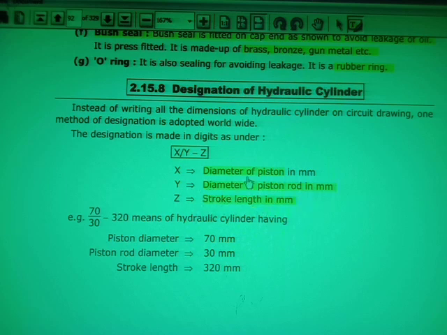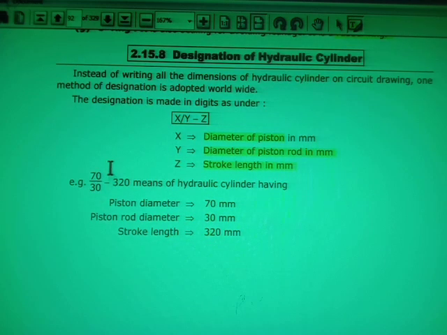So if you go into the market, you will get a cylinder like X by Y dash Z, means X divided by Y dash Z. X is known as the diameter of piston, Y is known as the diameter of piston rod, and Z is known as the stroke length of the cylinder in mm. So you will get a cylinder like this, 70 by 30 dash 320. Suppose you get in the market a cylinder like this, 70 by 30 dash 320.